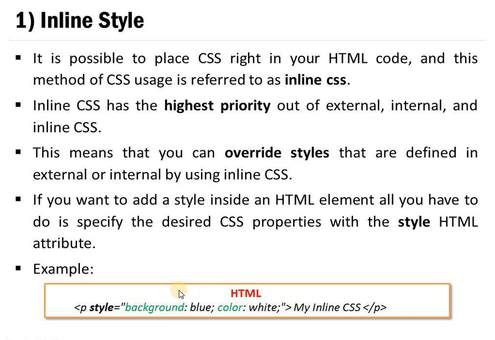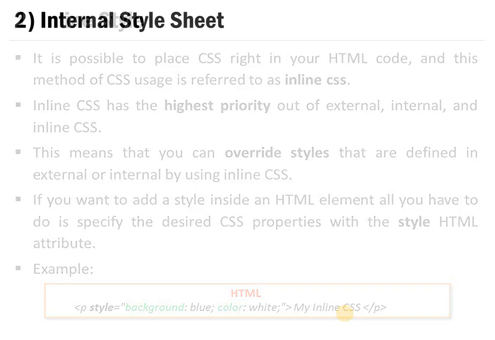Whatever property you define inside the style attribute will be applicable to this p tag only. So style is the attribute, and within double quotation marks you have to mention your property and its value. For example, there is a text, my inline CSS, so it will have a background color of blue and the color of the text will be white.